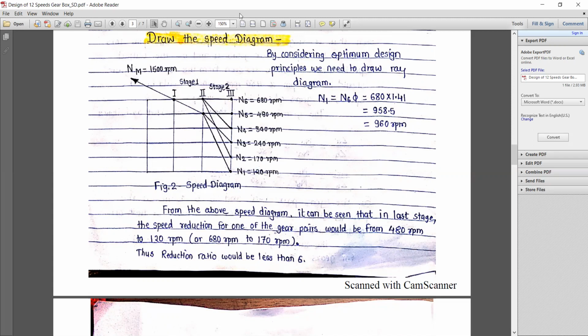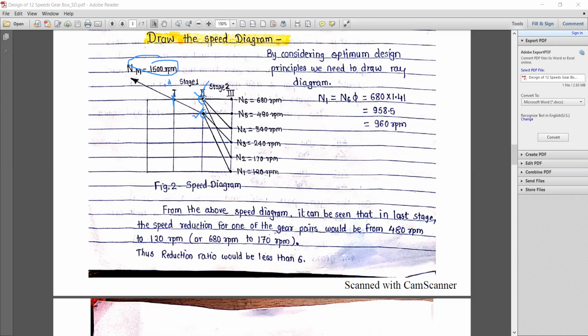So in stage number 2, the speed received is 1500 rpm. In stage number 1, there is some reduction from this point to this point. The value of this point is 680, and the value of the other point is 480. So in stage number 1, the 1500 rpm is splitting into two speeds, that is 480 rpm and 680 rpm.